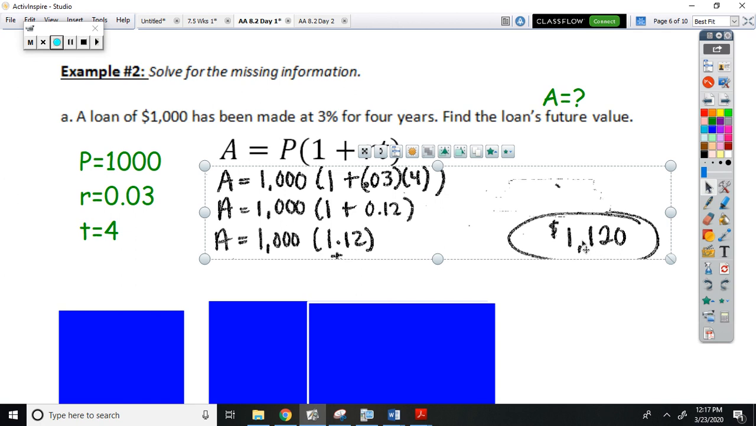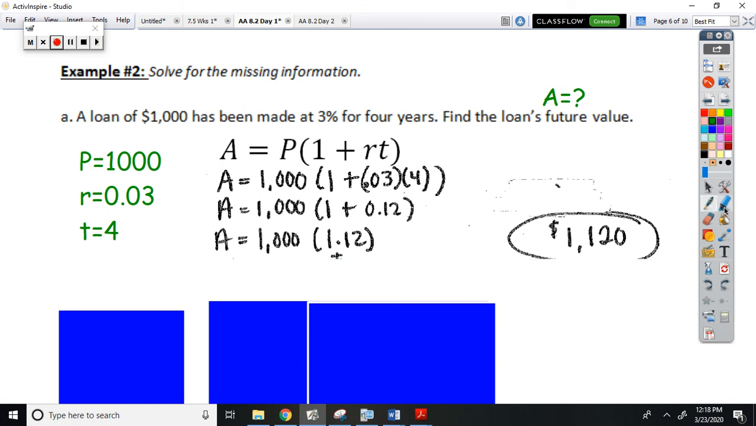So that's our loan's future amount. That's not how much interest we're earning. So if the original amount was 1,000 that we put in, and we have 1,120, that means that the interest we earned is really just $120 extra over 4 years.